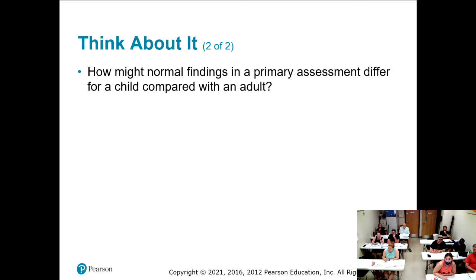So how might normal findings in a primary assessment differ for a child? Children typically can't articulate what's going on, or they over-exaggerate. You're not going to get that straight answer. They could be scared of the experience, or this has happened to me before type deal. Scared of you, you're a stranger, scared of the situation, scared about pain, and they could just not answer you entirely. Not that they can't articulate, but they are in a trauma position where they can't mentally.